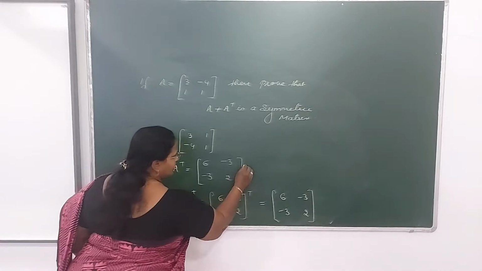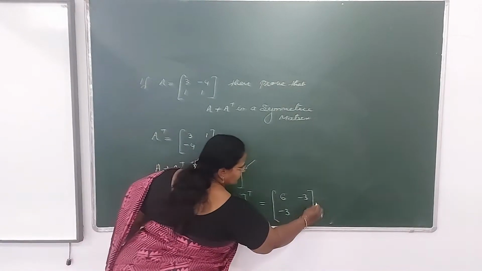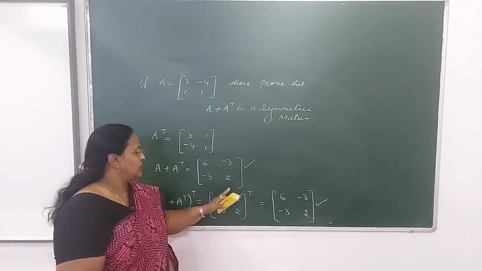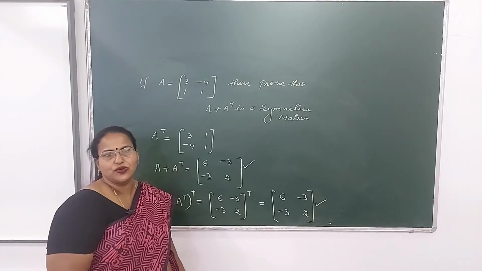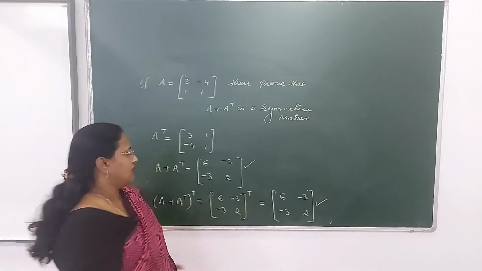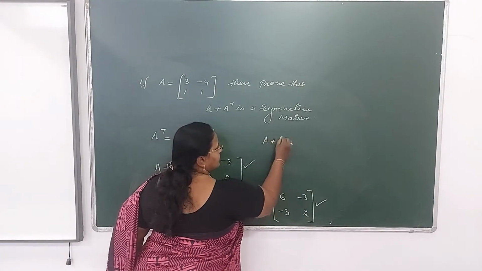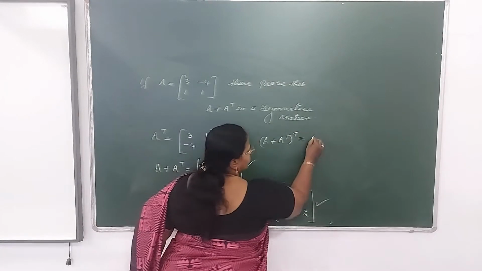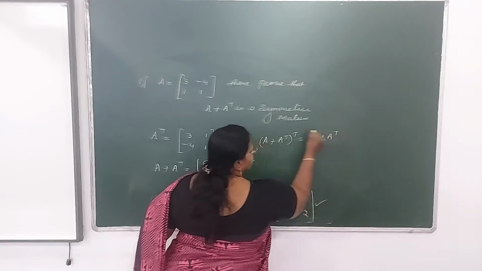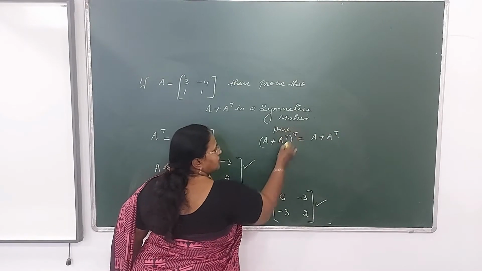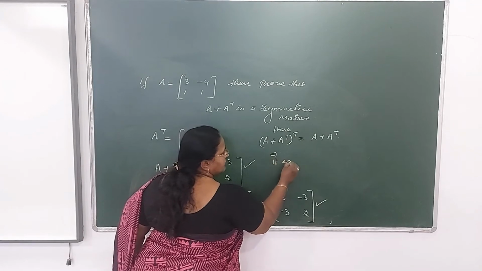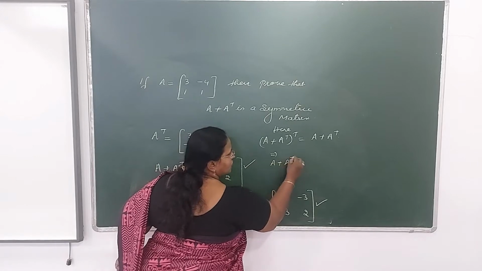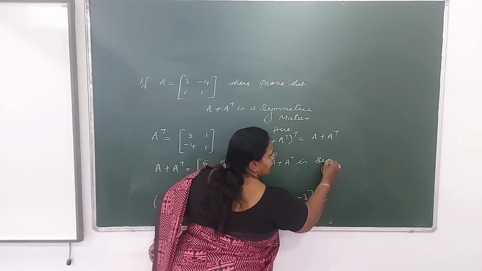So here you are getting A plus A transpose like this, and this is its whole transpose. So finally write down the last statement here. This shows that A plus A transpose is a symmetric matrix. The last step you will write here: (A plus A transpose) all transpose is A plus A transpose. So this means it is a symmetric matrix, or you can write A plus A transpose is symmetric.